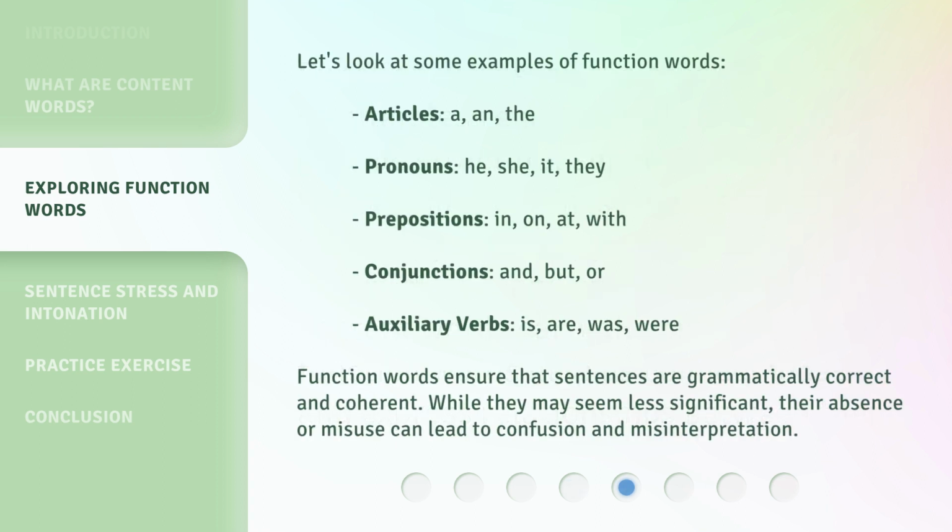Let's look at some examples of function words. Articles: a, an, the. Pronouns: he, she, it, they. Prepositions: in, on, at, with. Conjunctions: and, but, or. Auxiliary verbs: is, are, was, were.